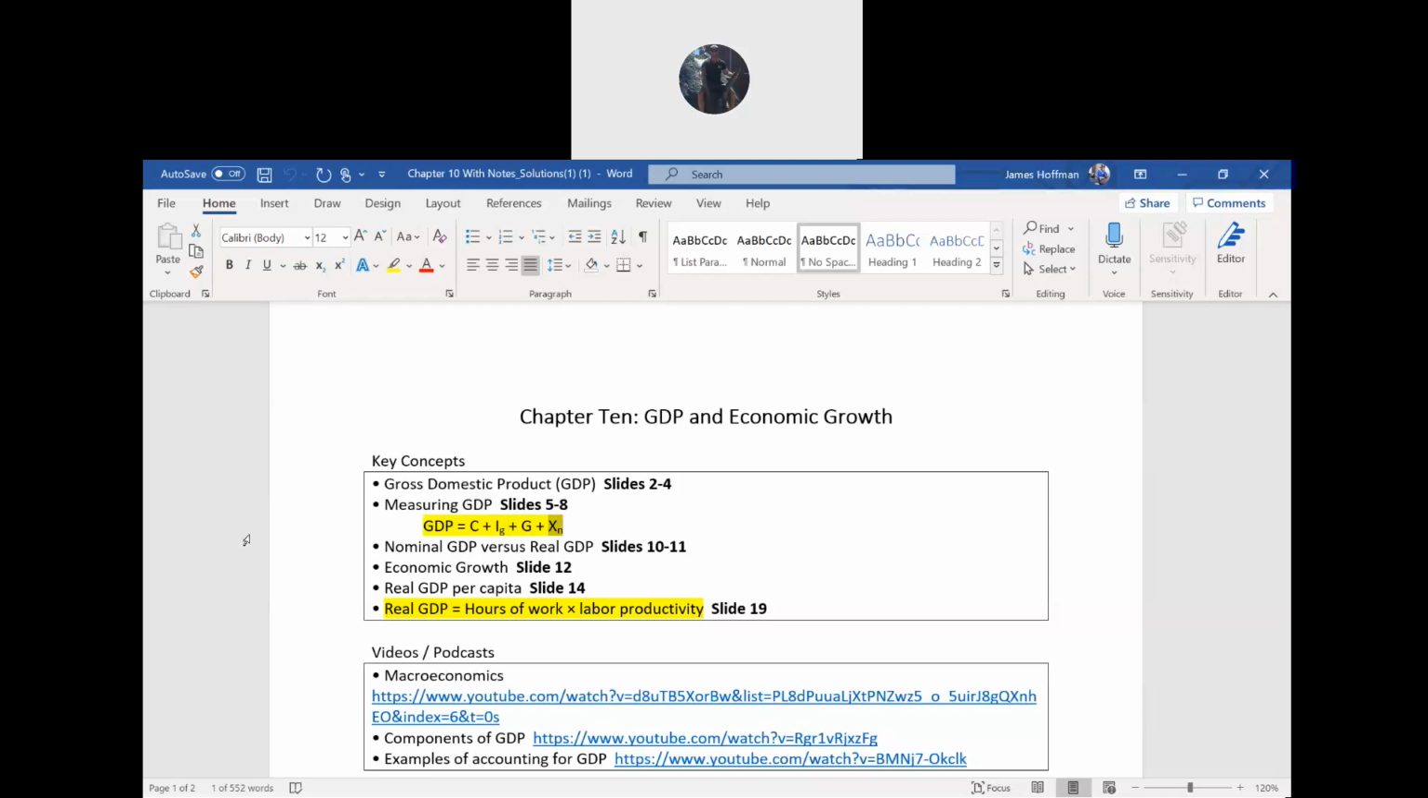The idea here is that if you measure what's spent on GDP, it has to go into one of these 4 categories. You have to put it into the right category, and then you sum up all these things together. The total dollar value of all of these during a certain period of time is the best measure we have for calculating GDP.